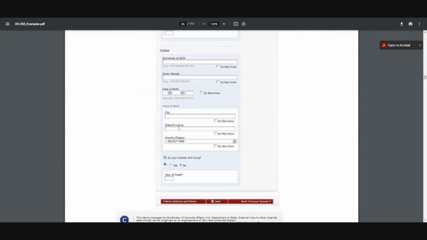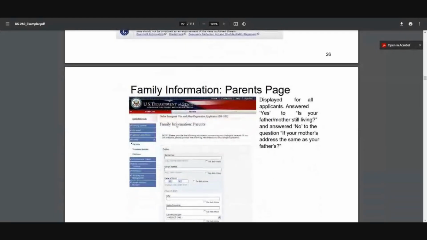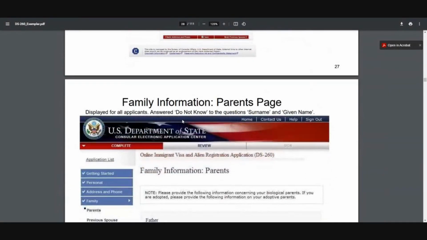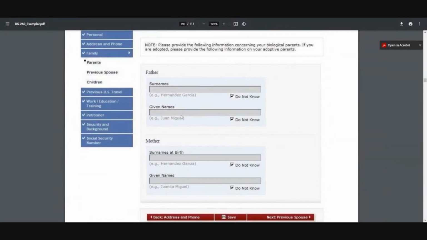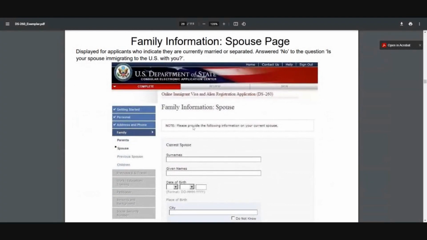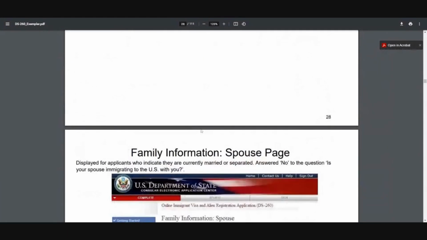This is in case you want to invite your parents to come to the US. They will just look at your DS260 and they will know automatically if that is your mother, because that information, they have it. When you become a citizen, it's very easy to file for your parents to come to the US.